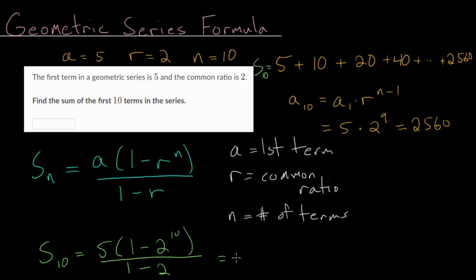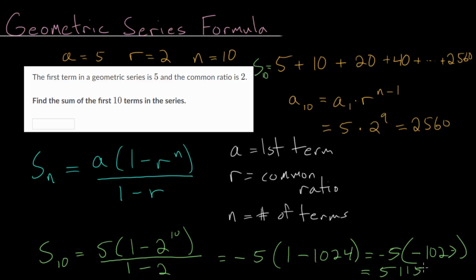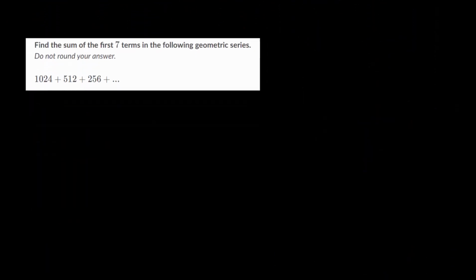So you get 5 divided by -1, which is just minus 5. And we have 1 minus 2 to the 10th. If you plug 2 to the 10th into the calculator, that's 1,024. So we get minus 5 times 1 minus this, which would be minus 1,023. And the negatives are going to cancel. We can multiply this together. We'd have 5,000 plus 5 times 23, and 5 times 23 would be 115. So this is 5,115, and that is what we put in our box here. So with that in mind, let's take a look at a couple different example problems.